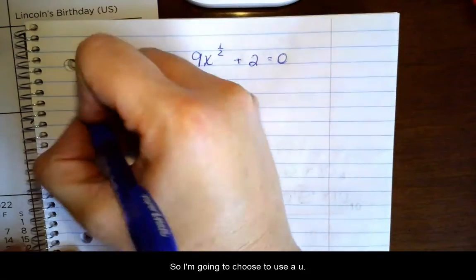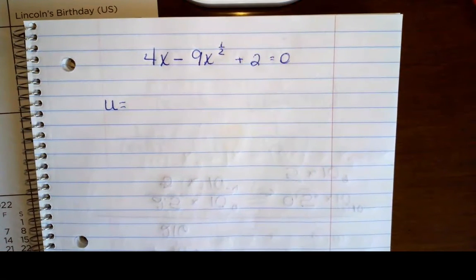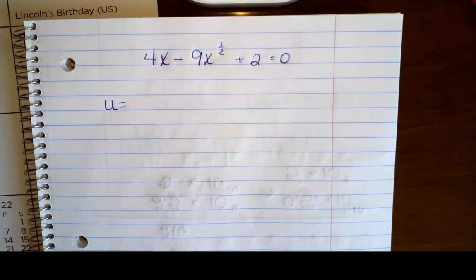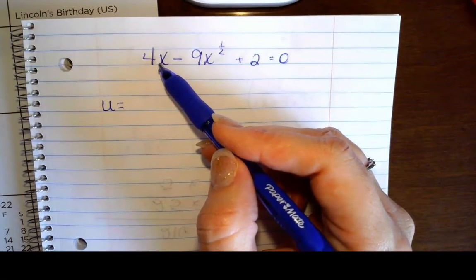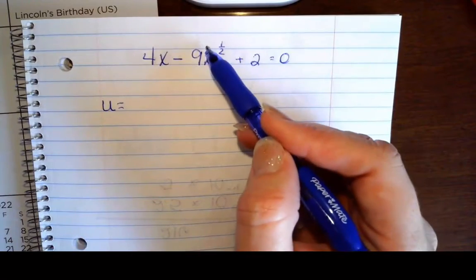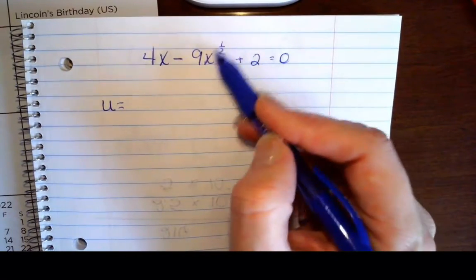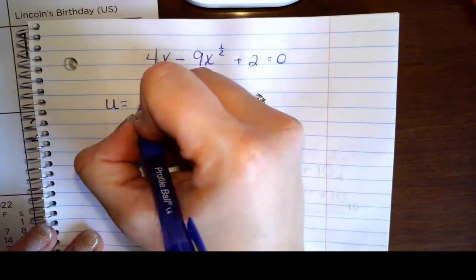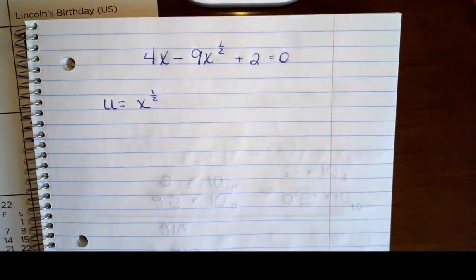I'm going to choose to use a u for my variable for substitution. You can use any variable you want to. I wouldn't suggest using x because you're already using x. But what do I think is harder? Do I think that x is more difficult to deal with, or do I think that x to the 1/2, which is the square root of x, is more difficult to deal with? And I think this is, okay? So I'm going to make my u equal to x to the 1/2.